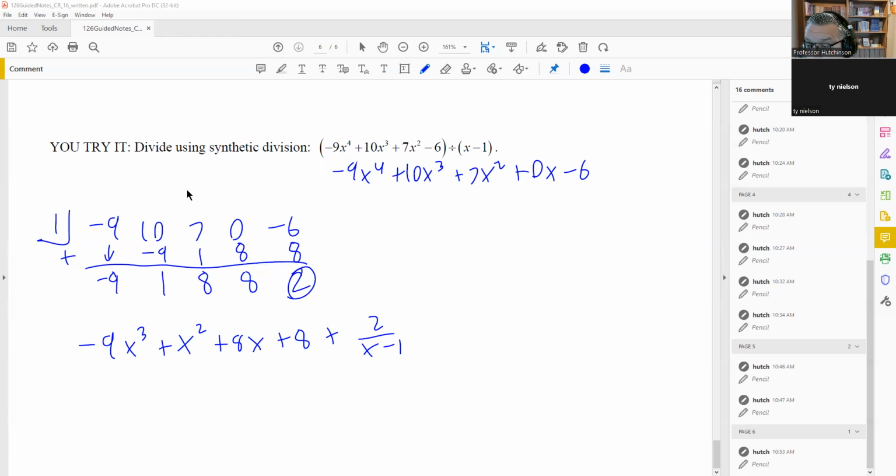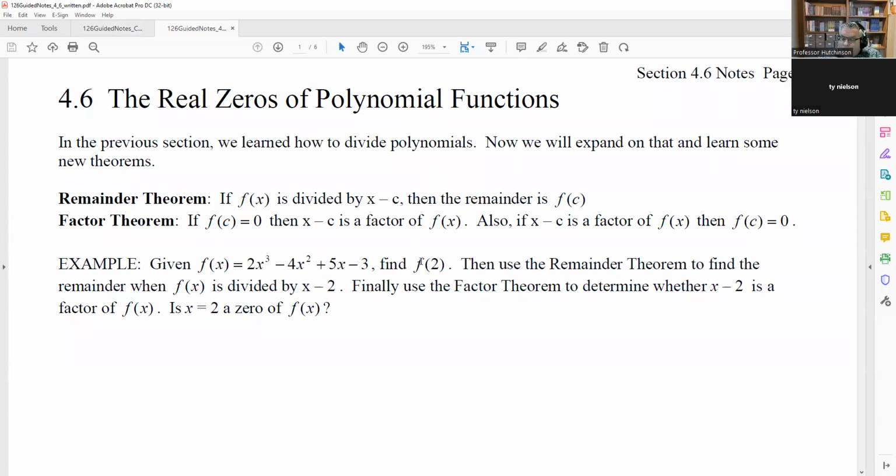Okay, so guided notes for 4.6. There we go. Okay, so now this is better. So it has a space for us to write. Okay, so the real zeros of polynomial functions.